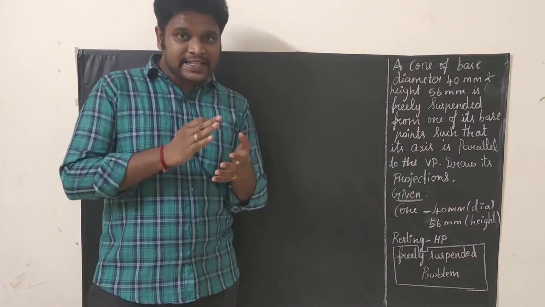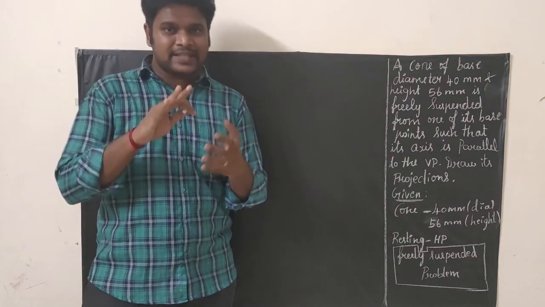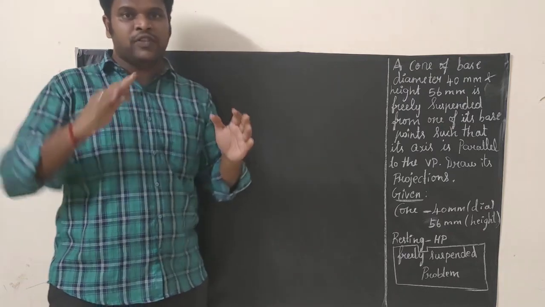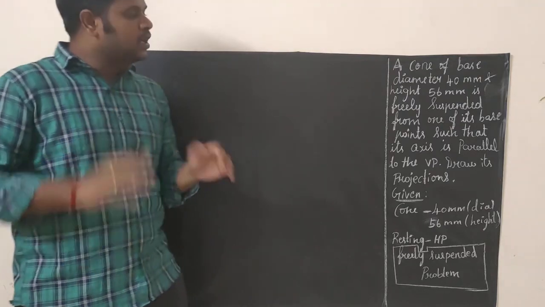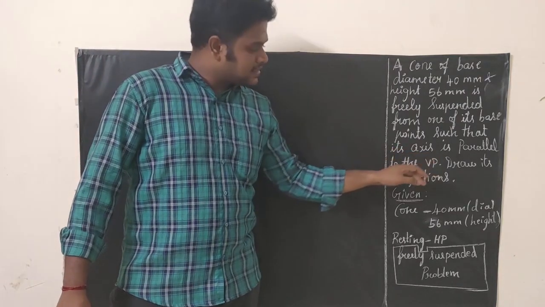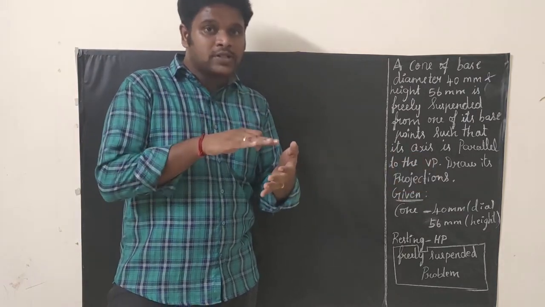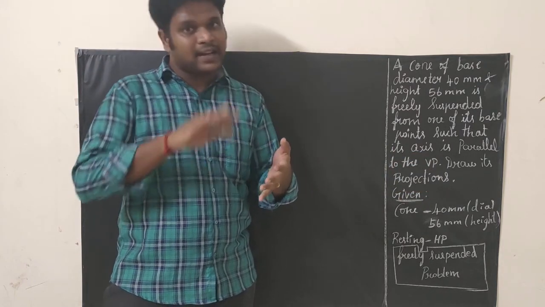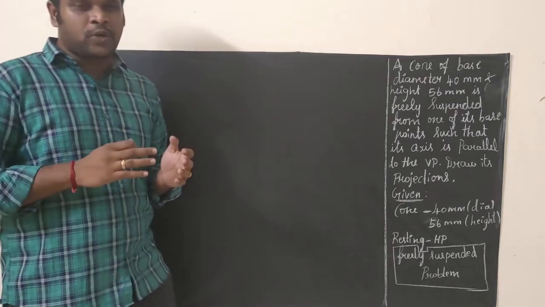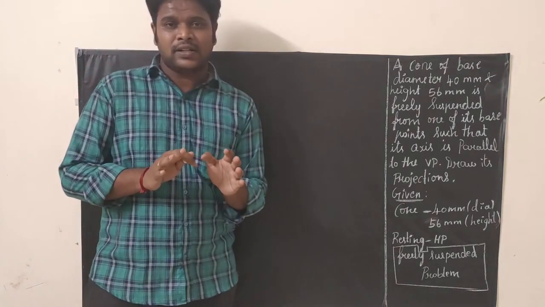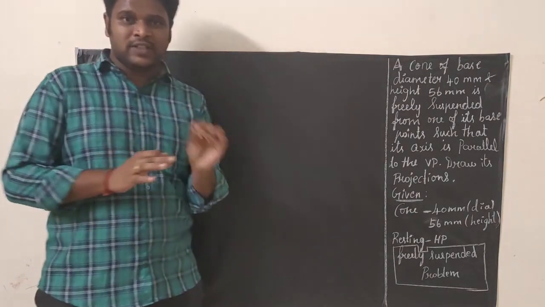So when the axis is inclined to HP, the base diagram will be in HP. Axis inclined to VP means we have to draw the base diagram in VP. But here they said axis is parallel to VP, so the opposite of it, the axis will be inclined to HP. Like that we have to assume. Almost 90% of problems we can easily approach with this hint.